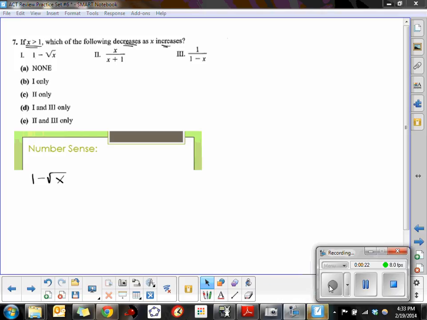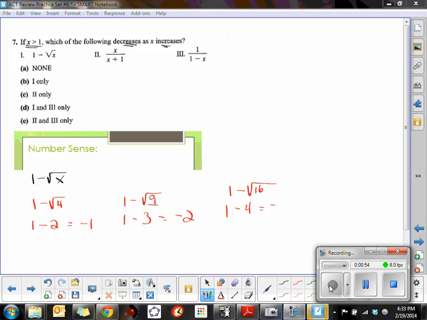So I'm going to start choosing some numbers that are bigger than 1, just convenient values. So 1 minus the square root of 4. I like the square root of 4 when x is a 4, because the square root of 4 is 2, so it's 1 minus 2, which is negative 1. Next one I'm going to try is 1 minus the square root of 9. And that's 1 minus 3, because the square root of 9 is 3, and 1 minus 3 is a negative 2. Next one I'm going to do is 1 minus the square root of the next perfect square. Since it's square roots, I want to pick the perfect square, so 16, so it's going to be 1 minus 4, and that's a negative 3.